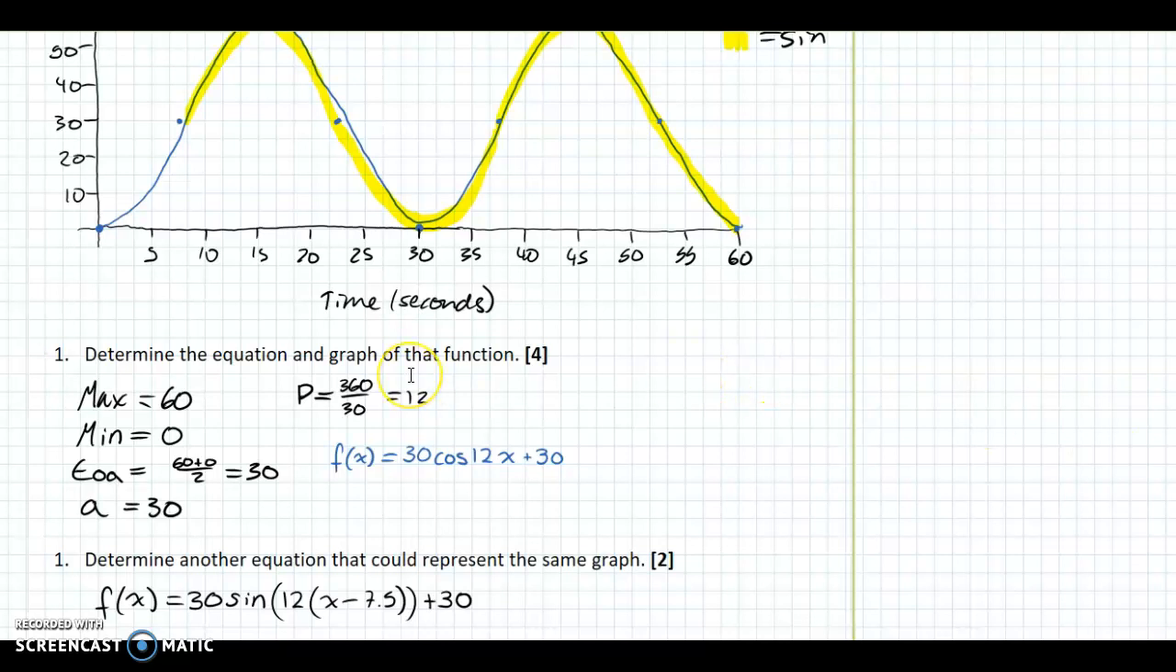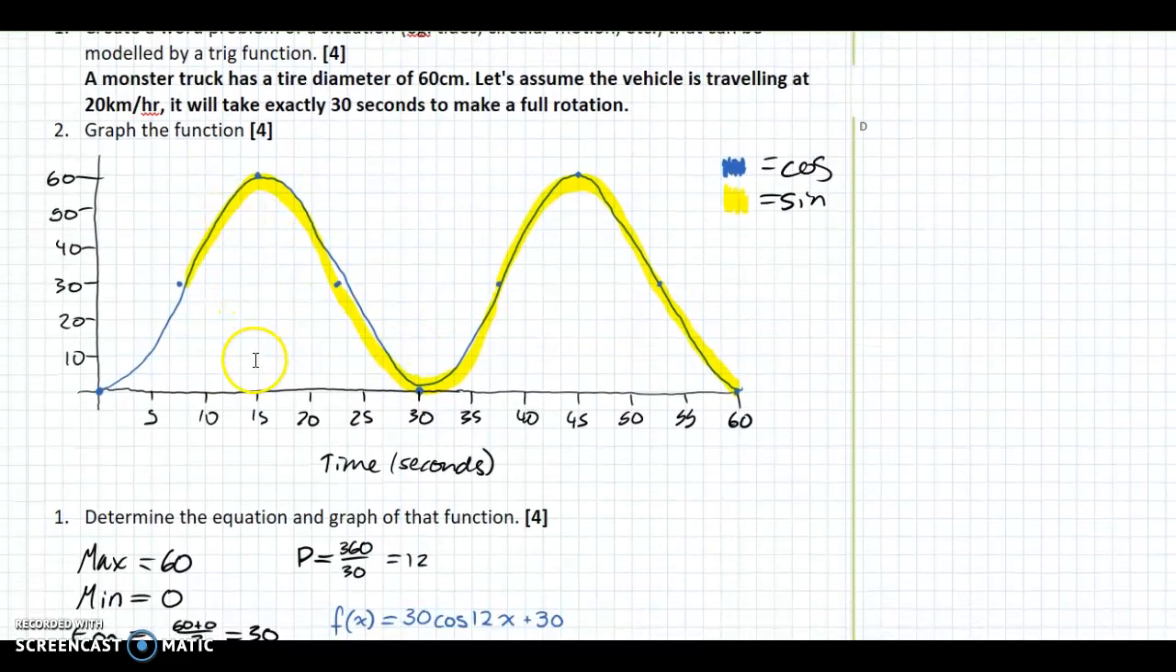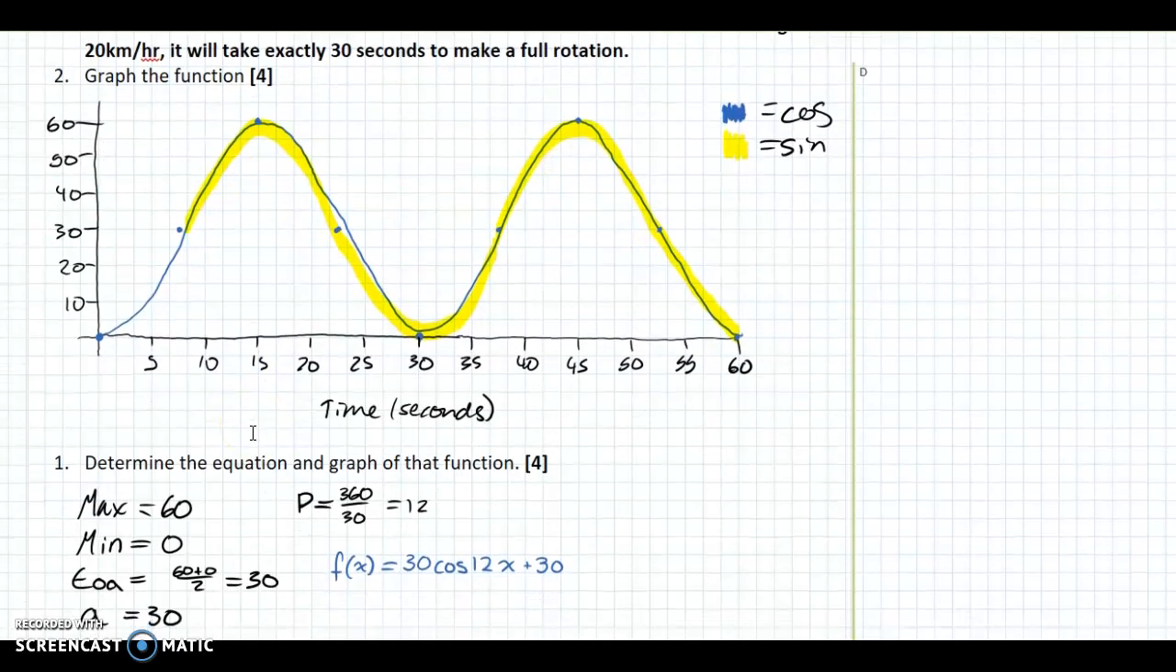So we know that the max is 60 and that the minimum is 0. So to find the equation of the axis, we simply add the two together and divide by 2, which will give us 30. The amplitude is the distance from the equation of the axis to the max and the min, which is also 30. And then to find the period, we just need to divide 360 degrees by 30, which equals 12.